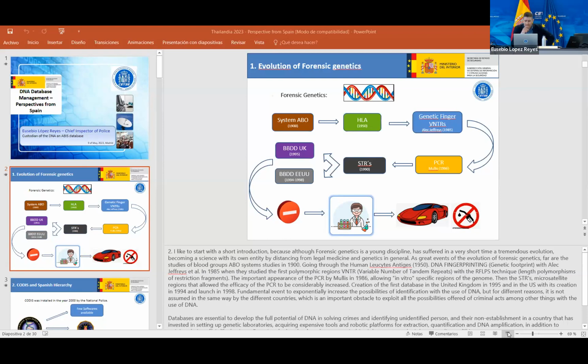Well, the next step that we are going to speak about is CODIS and the Spanish hierarchy. CODIS was installed in Spain in the year 2000 by the National Police. At that time, there was little software available. Only Germany, Austria, and the United Kingdom were the European countries with a database installed, and there was not much information related to the operation of this software either. But behind the CODIS software was the FBI. We are not saying that it is a perfect institution, but I think it is an institution with credibility for people all over the world. And to have software developed by the FBI is synonymous with success in most situations.